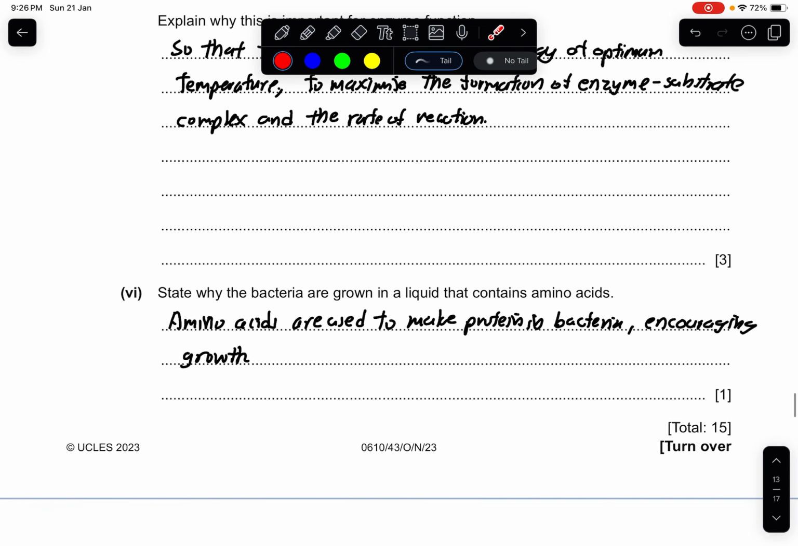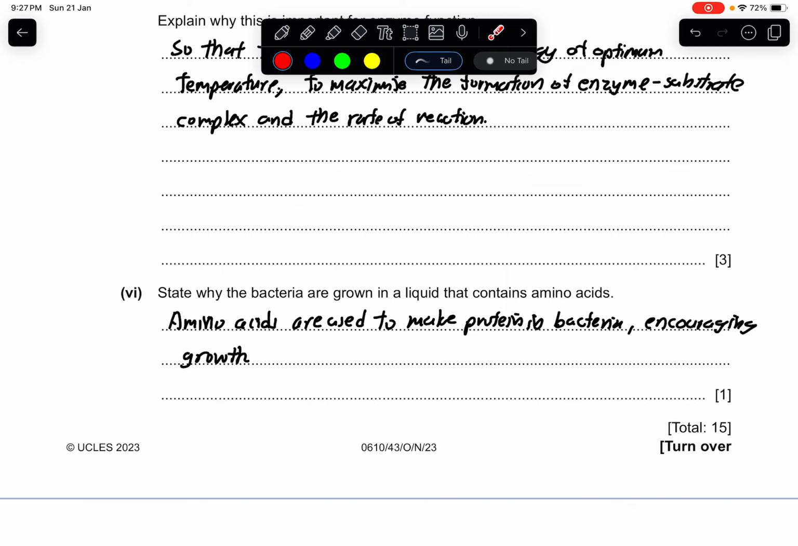For part 6, they say state why the bacteria are grown in a liquid that contains amino acids. We know that amino acids are the building blocks of protein. So when amino acids are present, the bacteria will use them to make proteins, which can significantly help growth.